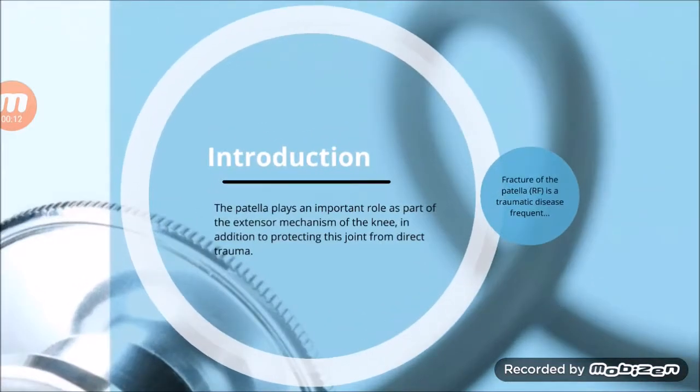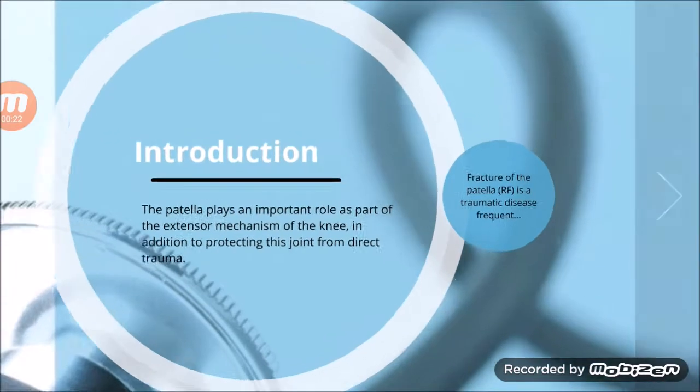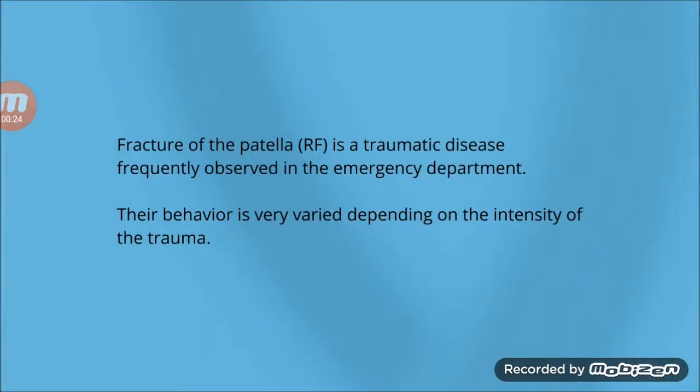Definition: the patella plays an important role as part of the extension mechanism of the knee, in addition to protecting this joint from direct trauma. Fracture of the patella is a traumatic lesion frequently observed in the emergency department. Its severity is very varied depending on the intensity of the trauma.